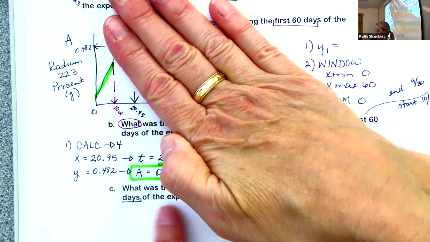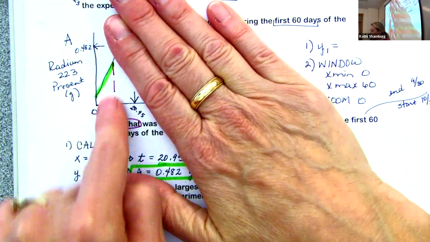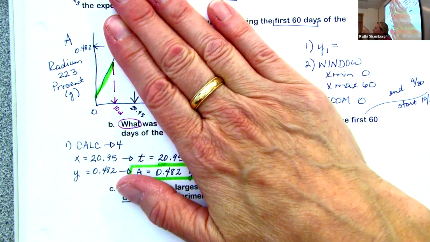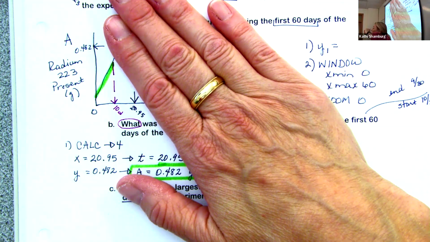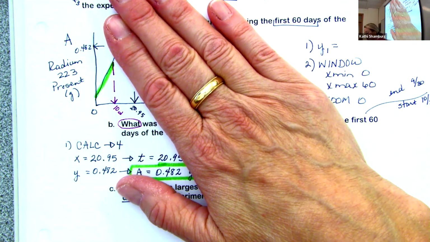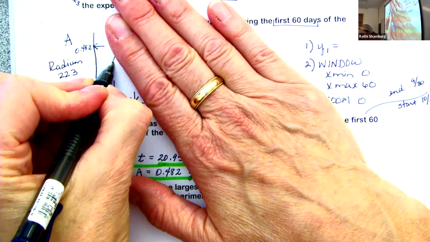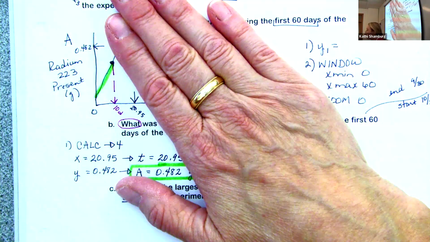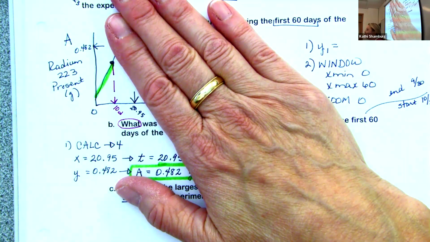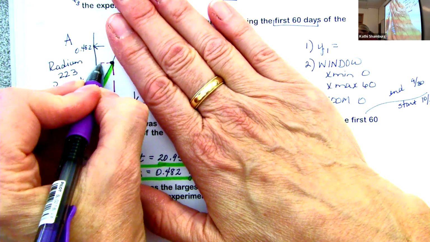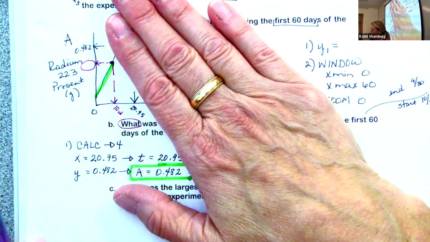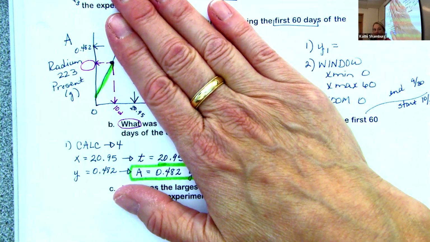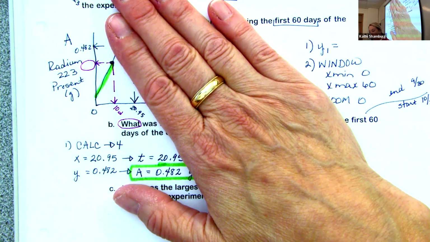And it says, what was the largest amount over these first 10 days? Largest amount means the tallest part of the graph that you're referring to. So over the first 10 days, this point right here is the tallest point. And it is asking us to find this amount here. Right? Everybody okay with that?